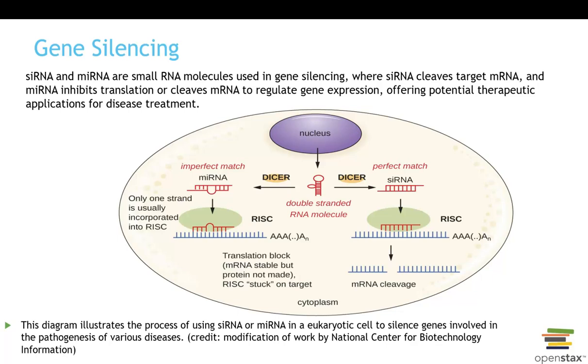So we use it in the lab. There are different kinds of RNA interference. One is called siRNA, small interfering RNA, and then we have miRNA, or microRNA. Both of them are important in gene silencing. So they're going to suppress the genes.